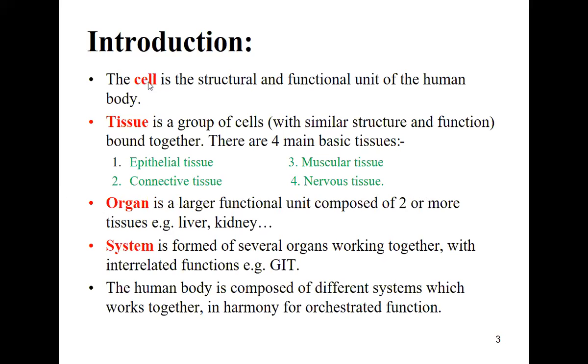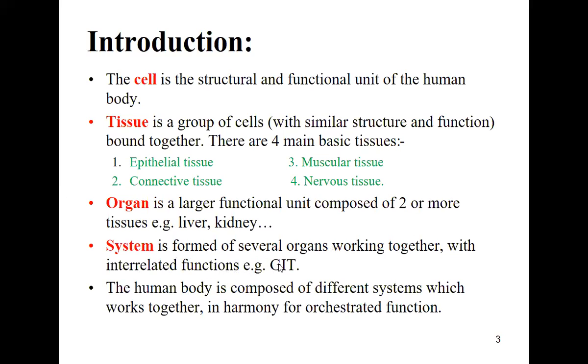So the cell is the smallest structure in the body. When a group of cells with similar structure and function come together, it is called tissue. When two or more tissues come together, it forms an organ. Now we have to go to the next stage, which is called the system. So what is the system? A system is formed of several organs. When many organs come together, working together with interrelated function, it is called a system.